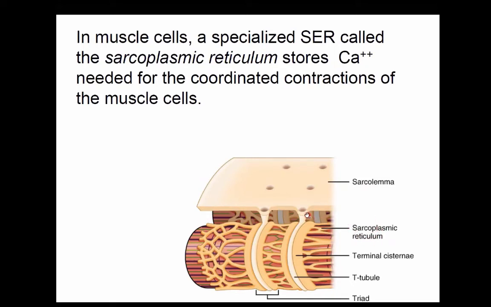The sarcoplasmic reticulum has terminal cisternae, T-tubules, etc. So in the lumen, they have a warehouse of calcium. When an electrical impulse is generated, those calciums are released through these T-tubules into the muscle cells, which causes the contraction of the muscle.